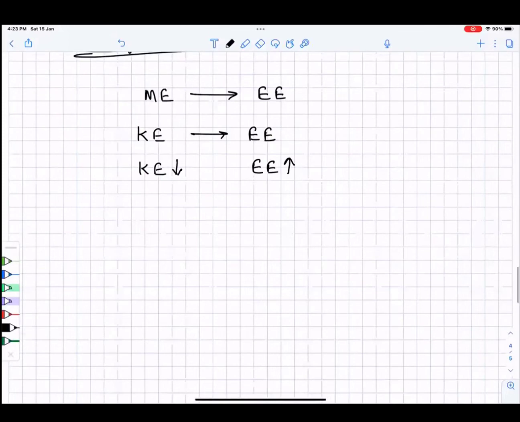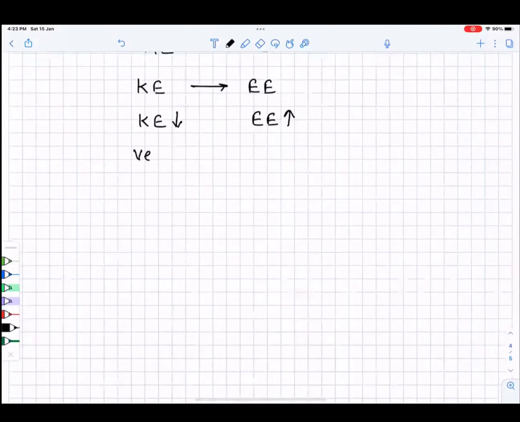For kinetic energy to decrease, the velocity of the body should decrease, right? Because the mass will remain constant. You remember the formula of kinetic energy, half mv squared. So if its velocity decreases, then the kinetic energy will also decrease. When I say velocity decreases, what does it mean? The body must slow down, right?